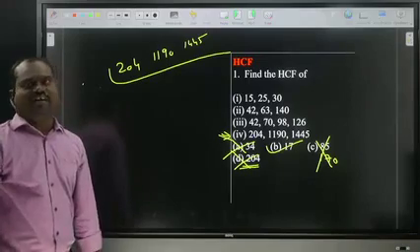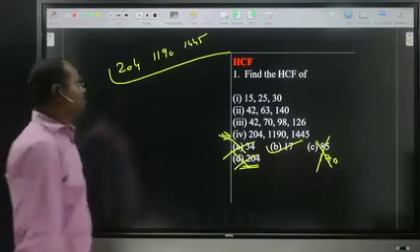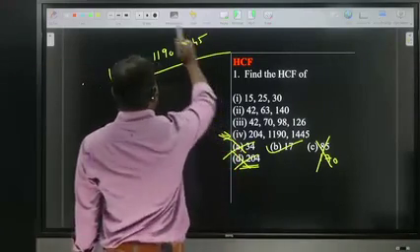So in that way. And there is one more method also. What is the one more method? Shall we see? That is also what we learned in school maths.